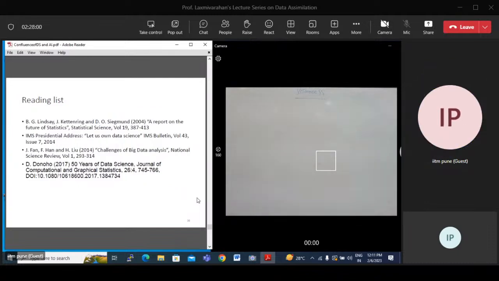Now I'm going to give you a few references. A report on the future of statistics and statistical science in 2004 tries to envision the growth in data science as early as 2004. These are very beautifully written papers, musing about the future of data science. I already mentioned to you the presidential address, that's one data science. That tells you that data science is largely statistical. We are already seeing some of the attributes of that. Challenges in big data analysis in 2014. The last one is very interesting. Look at that. In 2017, the paper talks about 50 years of data science. I talked about 300 years of data science, right from Kepler.